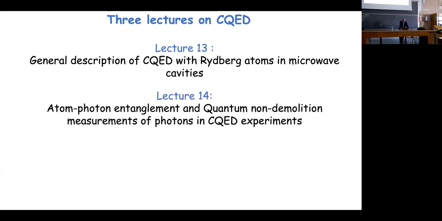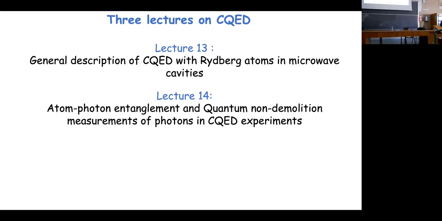Next week, I will show you how this can be used to perform entanglement between atoms and photons, and how it can be used to perform what are called quantum nondemolition measurements of photons. What I want to stress is that when you detect photons, usually the photons are destroyed by the detection process. For example, the photoelectric effect is an effect in which a photon impinges on a metal or a cathode surface. An electron is ejected, but the photon is annihilated in the process.